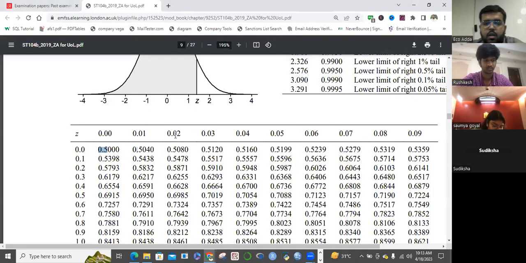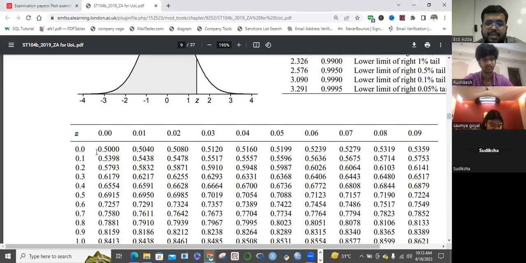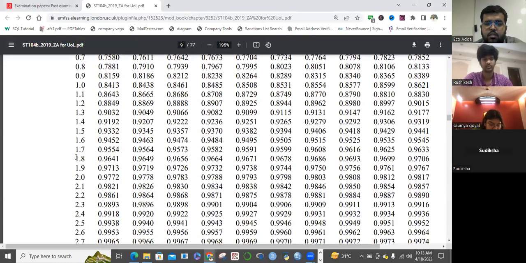Yeah. So here we need to look for z 1.6. So this is z 1.6. What is the value corresponding to that?